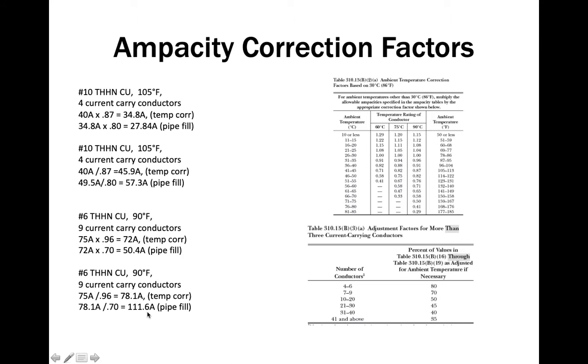That's the size of conductor I would need to carry 75 amps through these environmental conditions of 90 degrees Fahrenheit, 9 current carrying conductors in a pipe. So I would go back to my table 310.15(B)(16), run my finger down the 75 degree column, and find a conductor that would handle 111.6 amps.